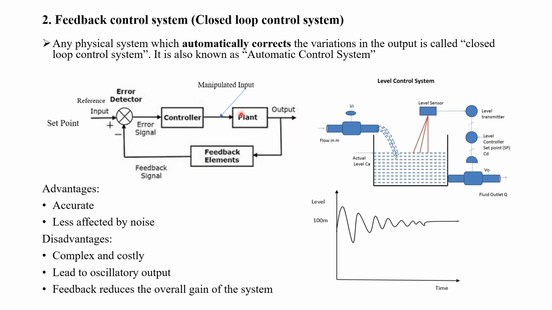So here consider the plant. This is nothing but the open loop control system with the manipulated input as well as output. By using additional components, that is the feedback element, the error detector as well as the controller, this open loop control system is made closed. Here the plant is nothing but the tank in the level control system. From the tank we are measuring the level, then it will be transmitted through the feedback element to the error detector. The error detector will compare the actual measured tank level with the set point or the reference input signal.